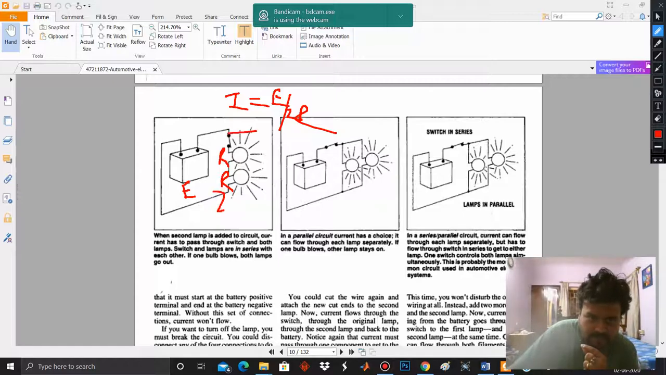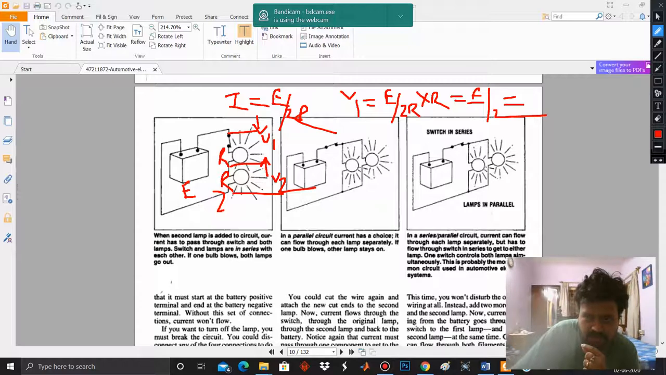So what will be the voltage drop across this bulb? Say it is V1, and this one is V2. What is V1? V1 will be equal to I, that is E by 2R, into R, which is equal to E by 2. The same will be the case for V2. That means if the resistances of both the bulbs are the same, the voltage will be divided equally.